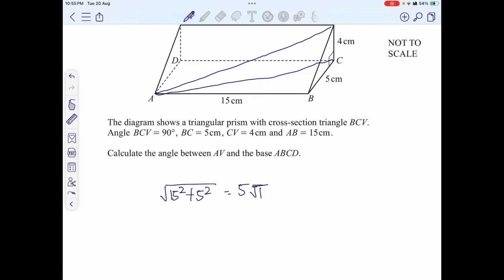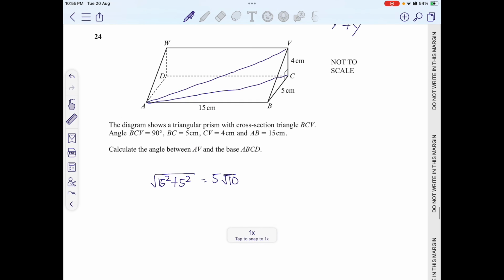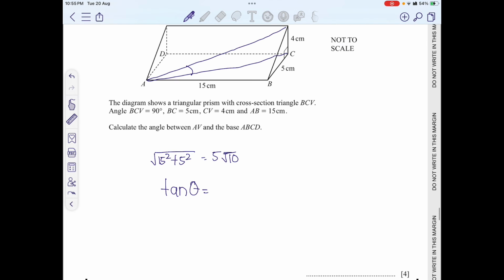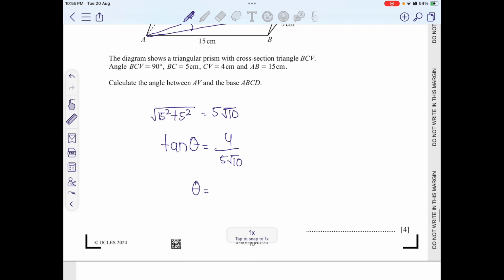Just write it in this, because this is not the final value, so you want to round it off. Now if you know this value and if you know the opposite value, we could basically use tangent, because tan is opposite over adjacent. So tan theta would equal opposite, which is 4, over adjacent, which is 5 root 10. So theta would equal, theta is basically an angle, you don't have to worry about learning it right now.